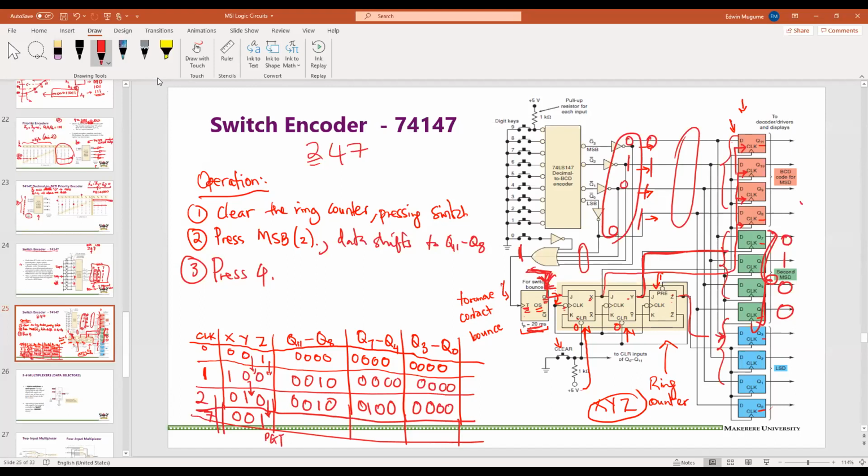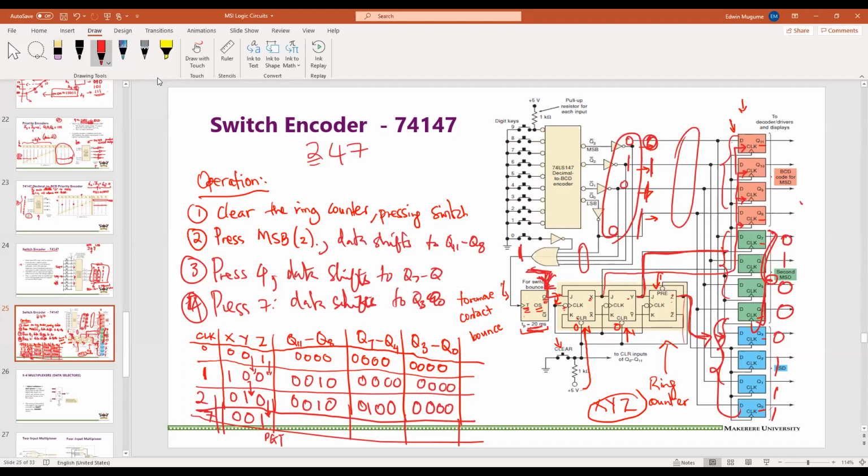A PGT at Z will come and clock these blue ones. All the others will not be clocked because, as you can see, there is no PGT transitions on that side. And so because this value of 0111 is existing on these lines, this information will be clocked into that. And so data shifts, in this case, 4, you press 7, data shifts to Q3, Q0. Here data shifts to Q7, Q4, right?